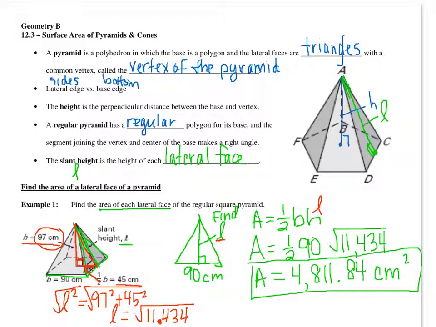The key being, though, I had to find the slant height. I had to find the height of this right here and use the Pythagorean theorem in order to find that and use that as the height for my triangle on my side right here.